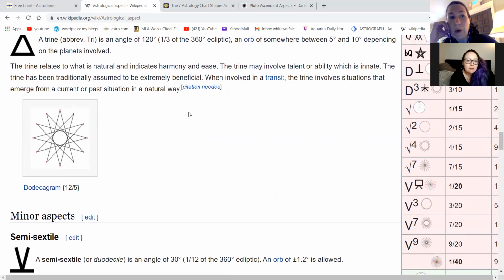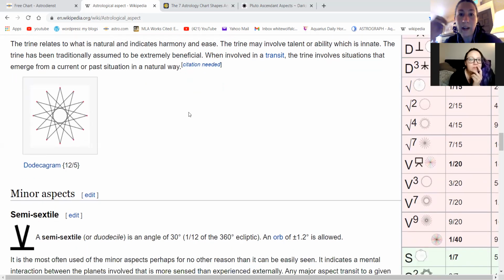So the trine relates to what is natural and indicates harmony and ease. Harmony of 3 planets, easy energy. The trine may involve talent or ability which is innate. So talent, anything that's easy for you, it's innate. You don't even think about it. The trine has been traditionally assumed to be extremely beneficial. When involved in a transit, the trine involves situations that emerge from a current or past situation in a natural way.